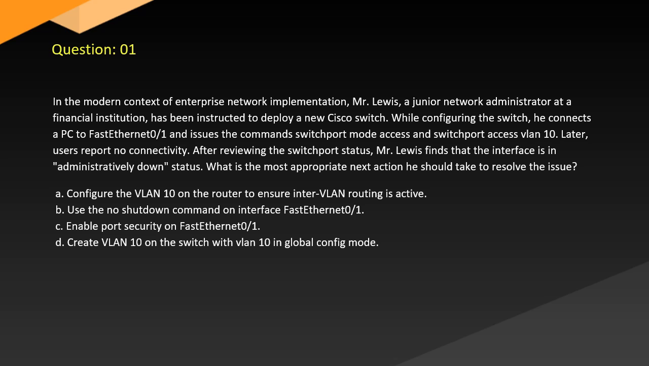A. Configure the VLAN 10 on the router to ensure inter-VLAN routing is active. B. Use the no shutdown command on interface FastEthernet 0/1. C. Enable port security on FastEthernet 0/1. D. Create VLAN 10 on the switch with vlan 10 in global config mode.